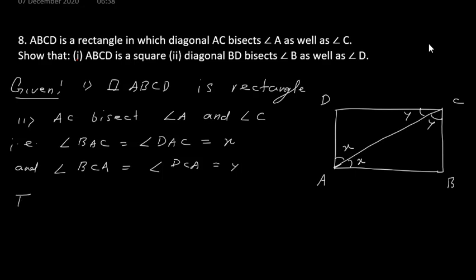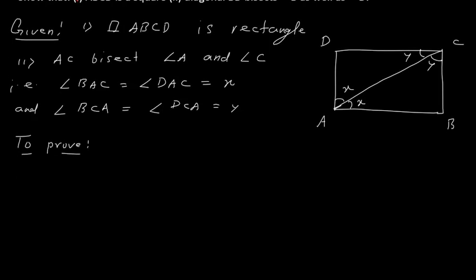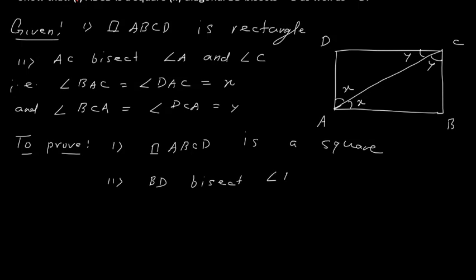This is given. And to prove, what I have to prove: first, that this quadrilateral ABCD is a square. And second, I have to prove that diagonal BD bisects angle B and angle D. So let us see the proof.